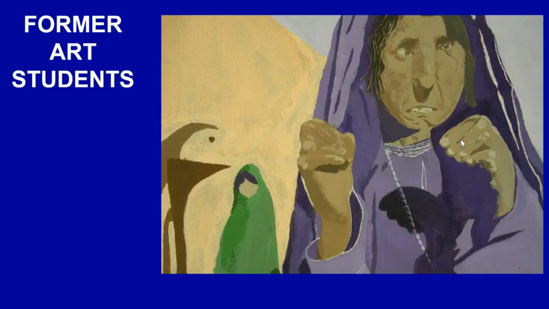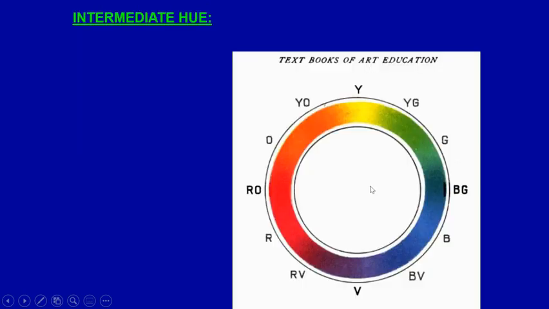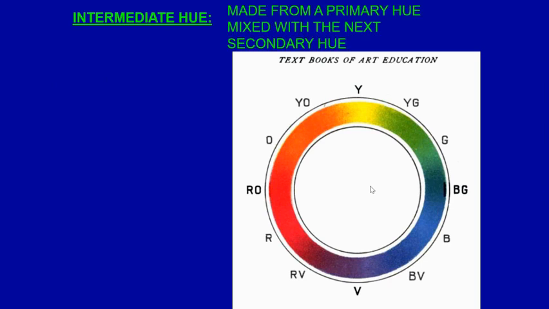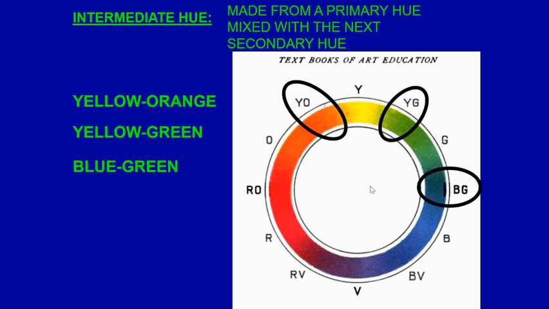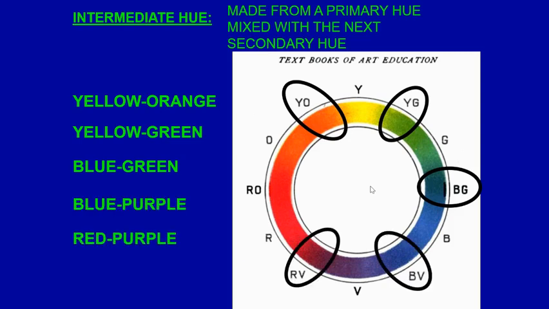So I've had students do artworks that have secondary colors. So here's one of them. And the orange is the skin tone in the background, and they have green and purple. This is a secondary color scheme on that one. Intermediate colors are made from a primary color mixed with the next secondary hue. So like yellow orange, yellow green, blue purple, red orange. These are all intermediate colors.